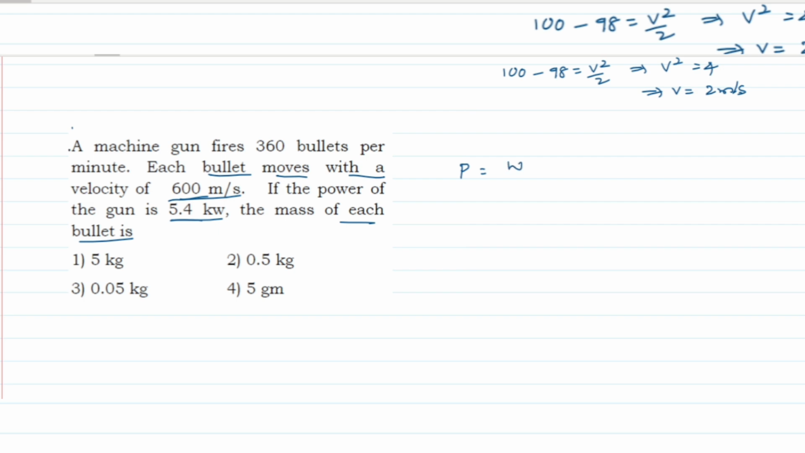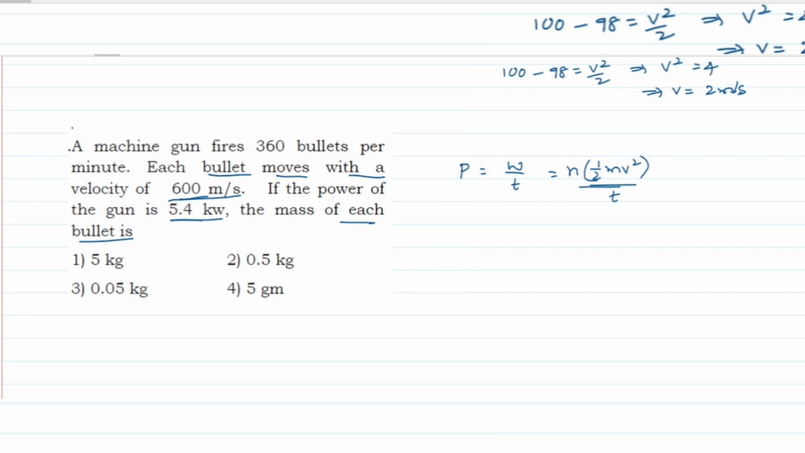Here power equals the rate of doing work, students. The work done can be stored in the form of kinetic energy, that is half mv square, divided by T. But you are delivering n bullets, so each of the n bullets will have kinetic energy half mv square.